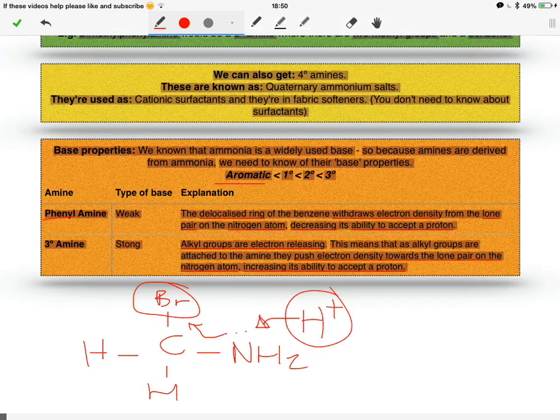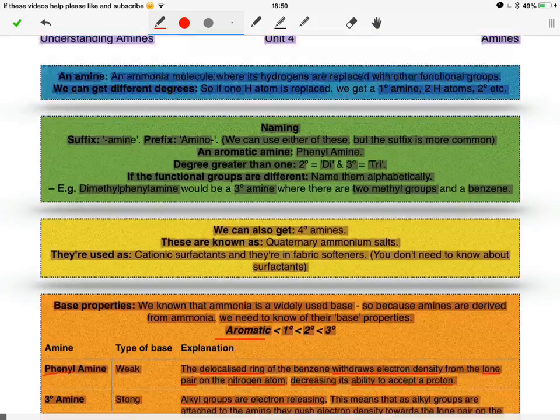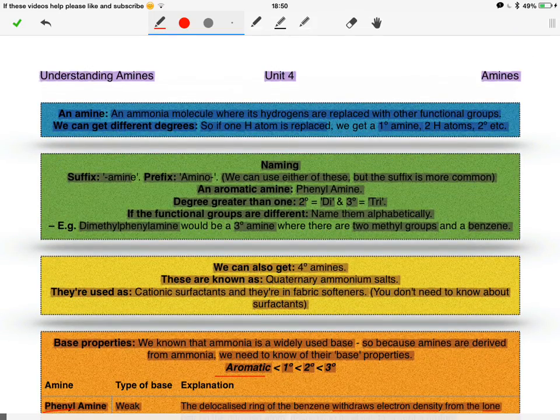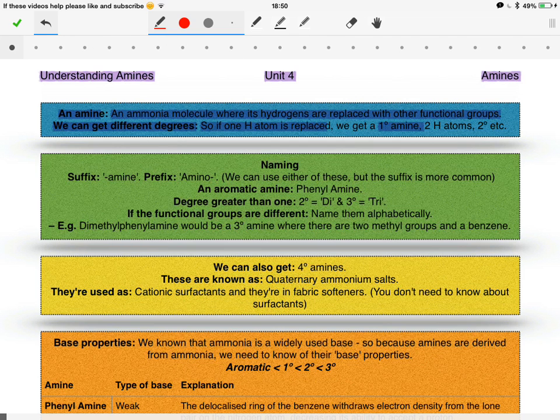Okay, so that's all you really need to know about the amines in terms of understanding them. In my next video I'll explain to you what an amide is. That's just going to be a very short video, possibly even under a minute. And then I'll go on to the reactions of amines, which once you get your head around it, it's quite simple.